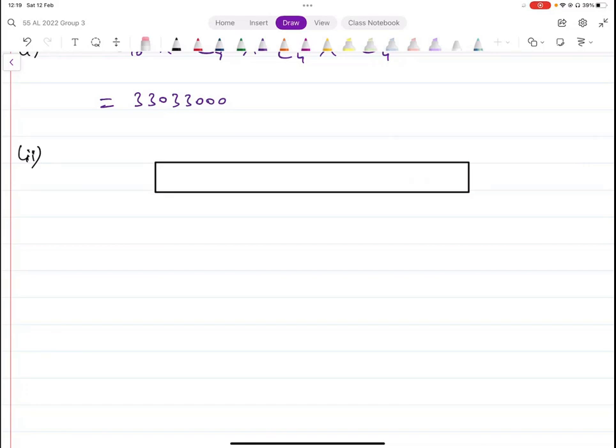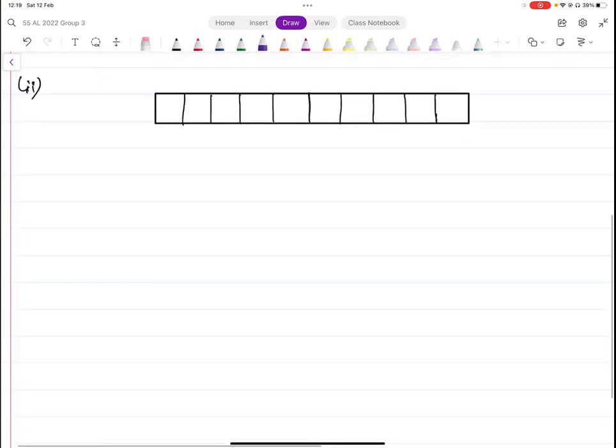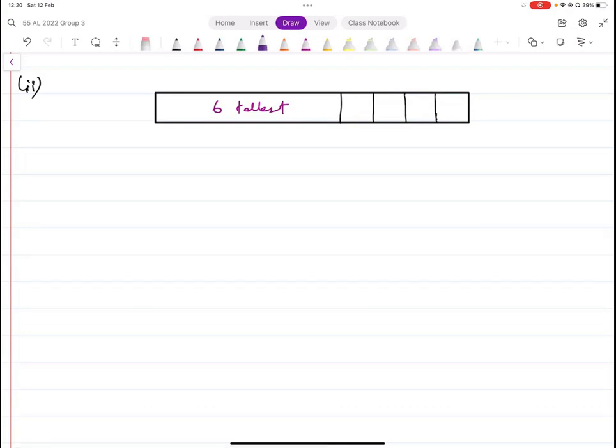We've got 1, 2, 3, 4. We've got 10 boxes like this. There are 10 places that we have. Now, 6 tallest have to stand next to each other. So there are 6 of them. Jinke liye hum ek single box banayenge, right? Because they can't be separated. So we remove some of these lines here. We say 6 tallest. They are in this region. Okay. Now, how many possible arrangements do we have?